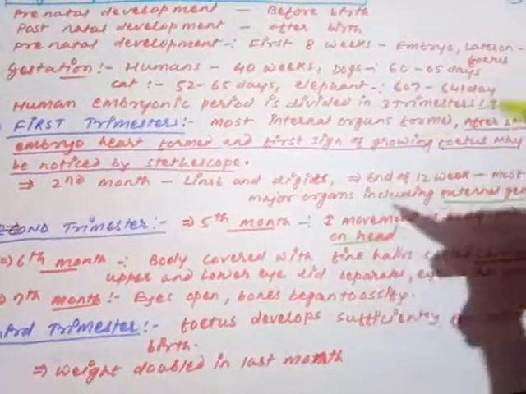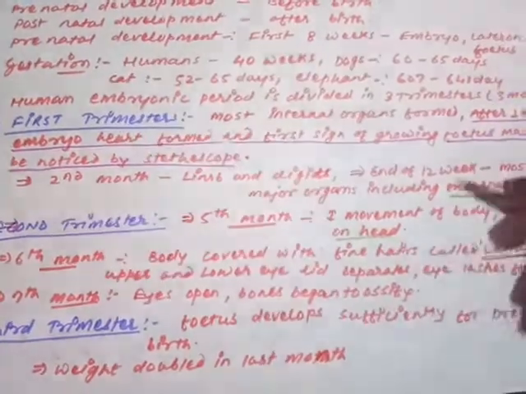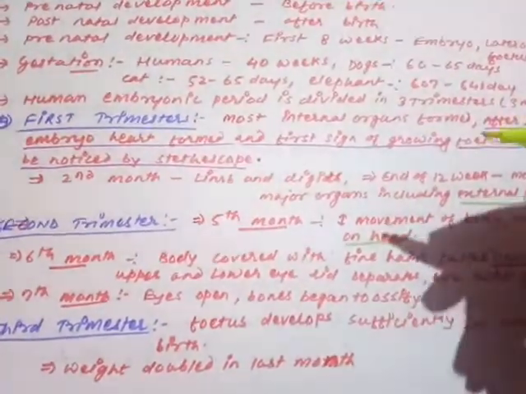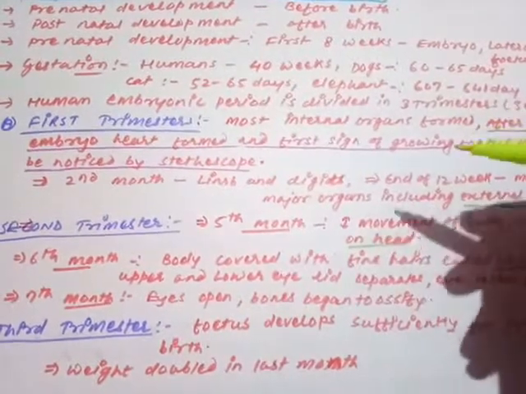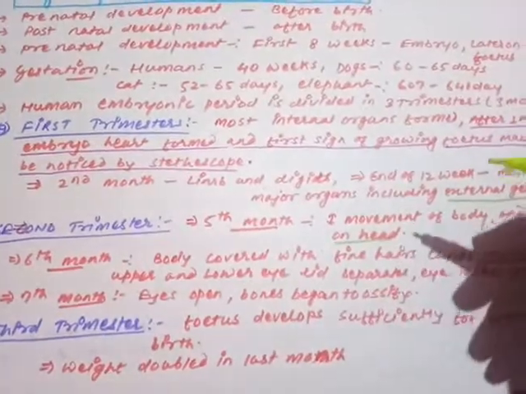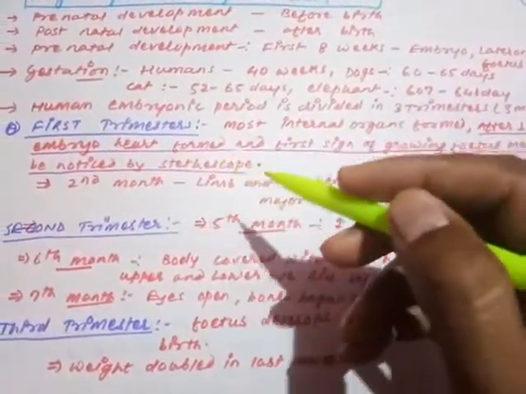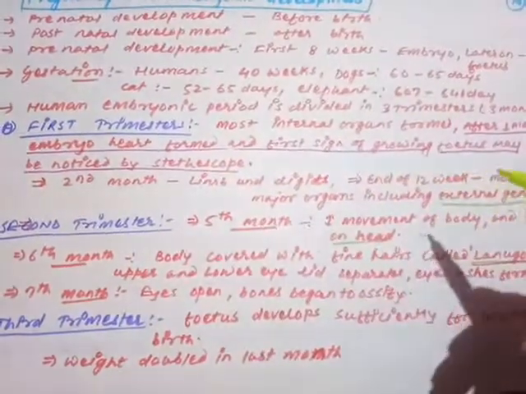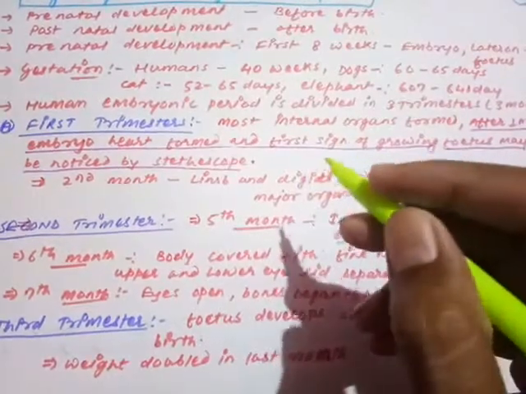When the pregnant female is reaching to a gynecologist, she tries to hear this fetal sound, that heart sound or cardiac sound there on the stethoscope, and this is the first sound or first evidence of growing fetus. So remember here, the heart sound is the first evidence or first sign of growing fetus that can be listened with the help of stethoscope.